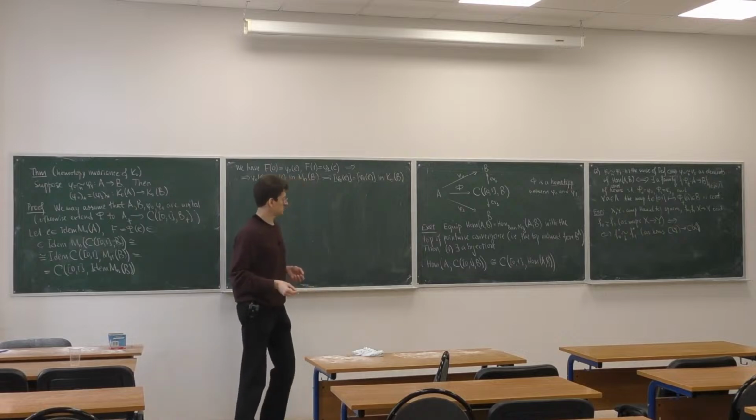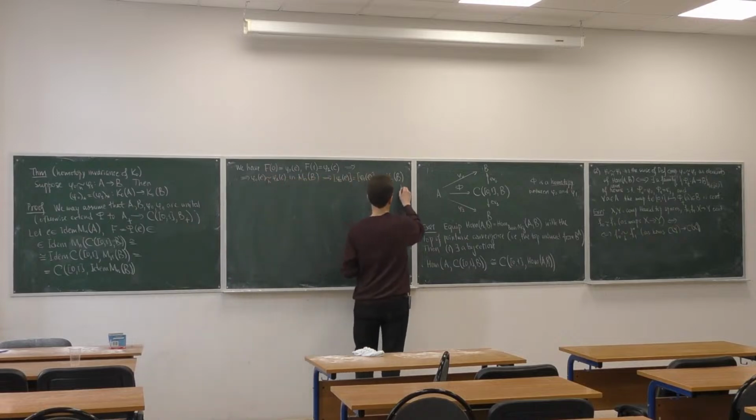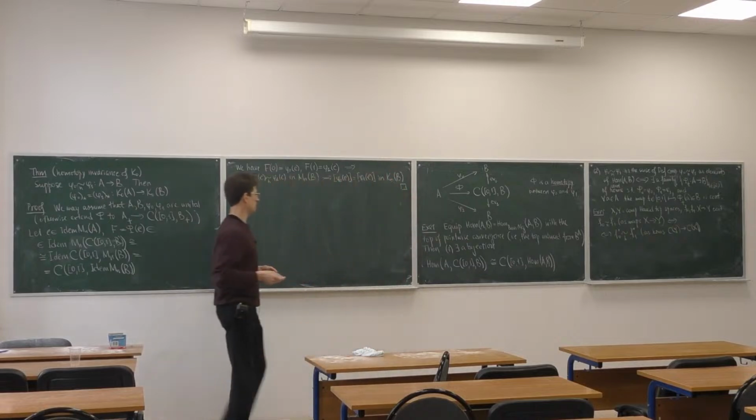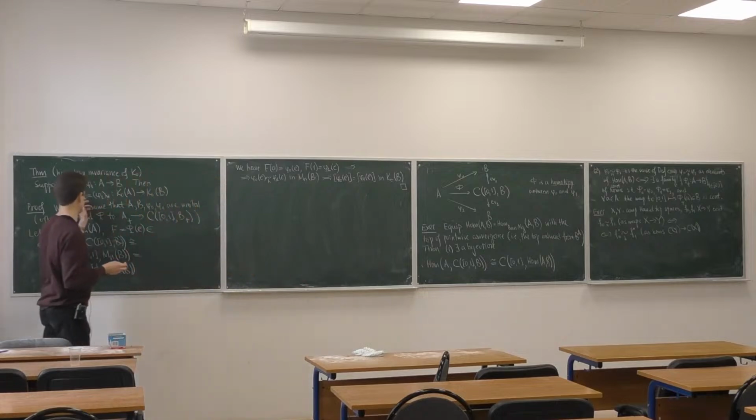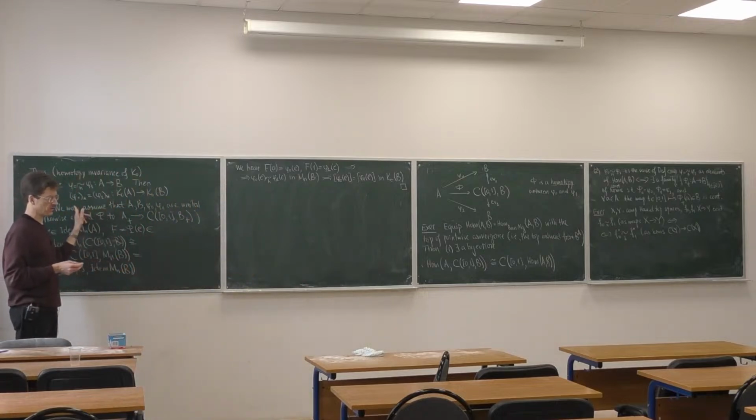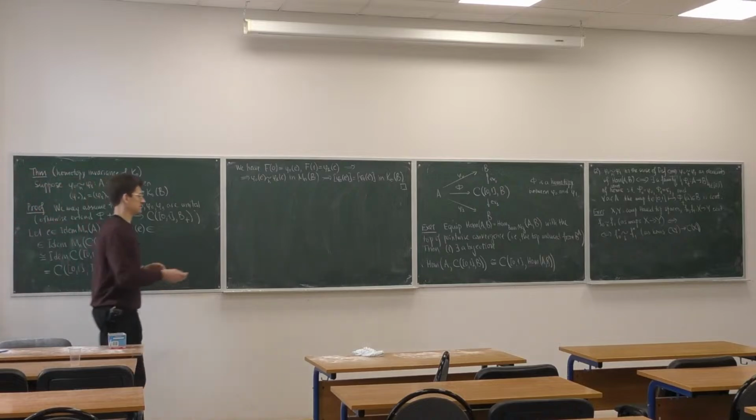And basically this completes the proof. Formally we have shown that these two maps are the same on the equivalence classes of idempotents, but of course we remember that K0 of A is generated by equivalence classes of idempotents. And so these homomorphisms are the same everywhere.